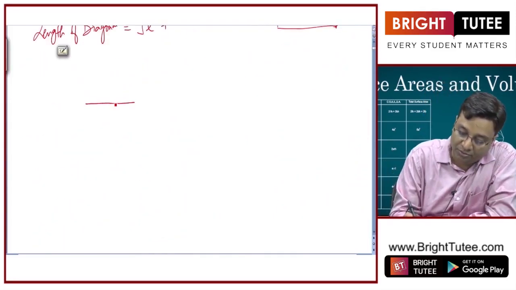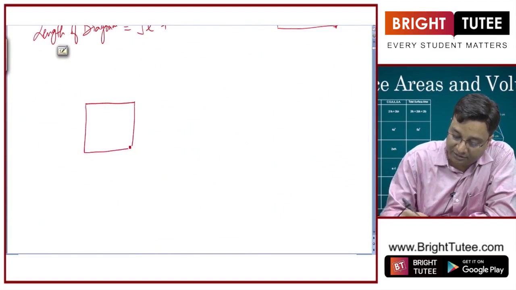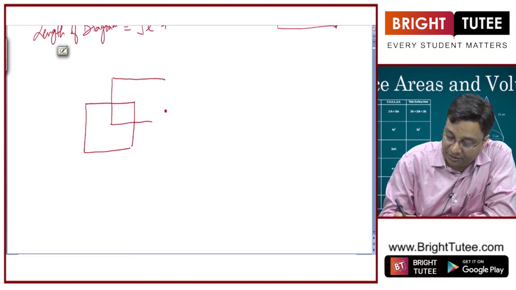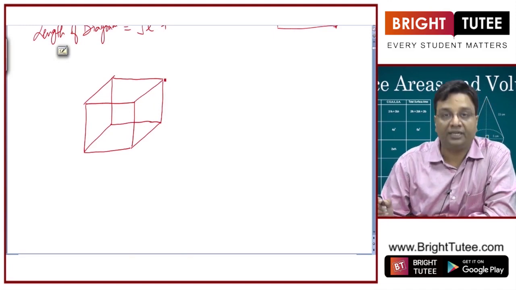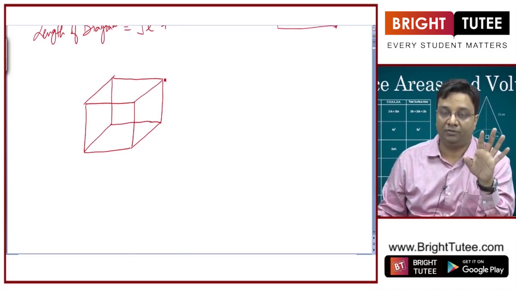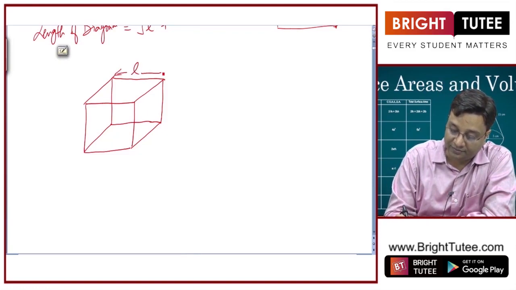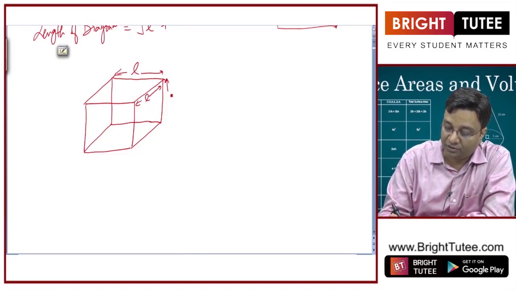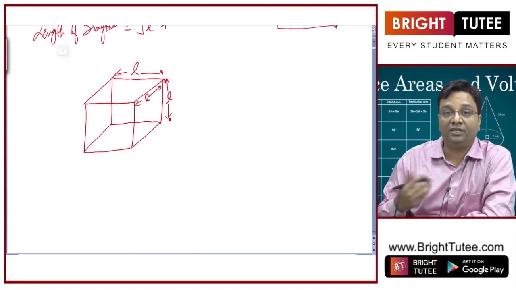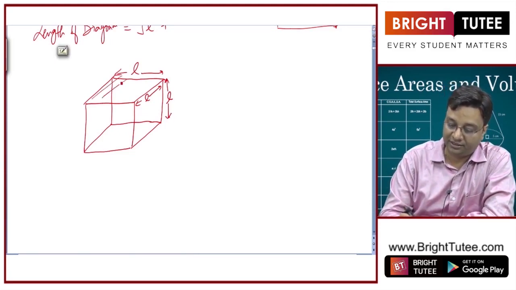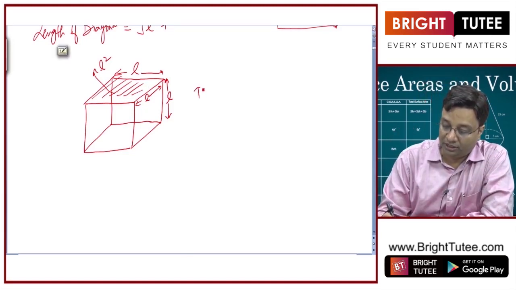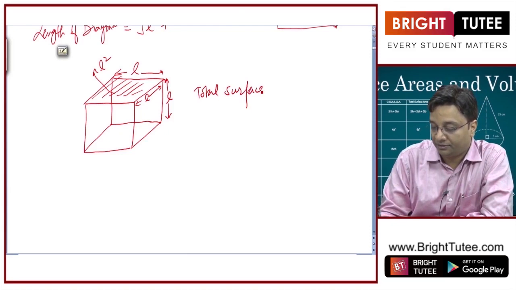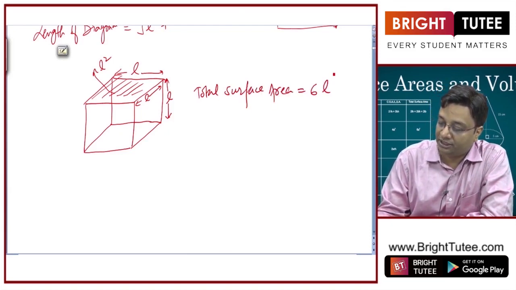The next shape was cube. Cube also has 6 surfaces. And what is the difference between cuboid and a cube? In cube, all the sides are equal, right? All the edges are equal in length. So if this is L, this will be L, this will also be L. Okay. How many surfaces are there? 6 surfaces. Every surface, let us say this surface, has an area of L square. So every surface will have an area of L square. So total surface area is equal to 6L square.